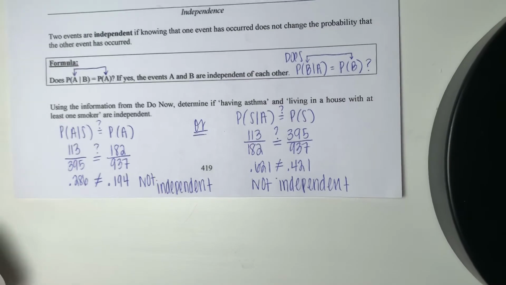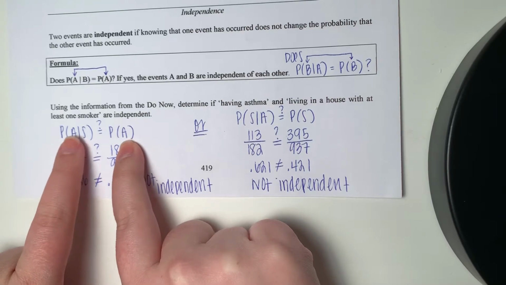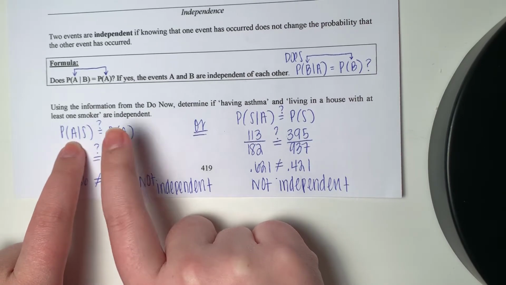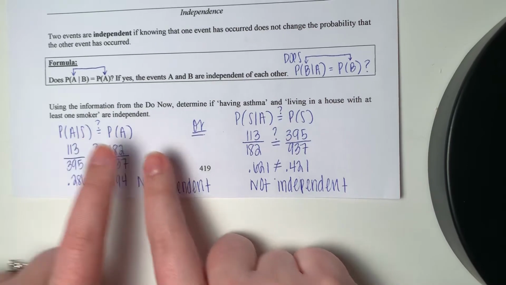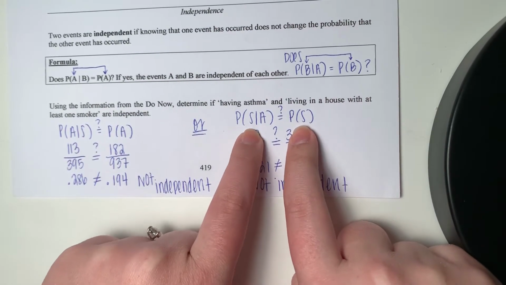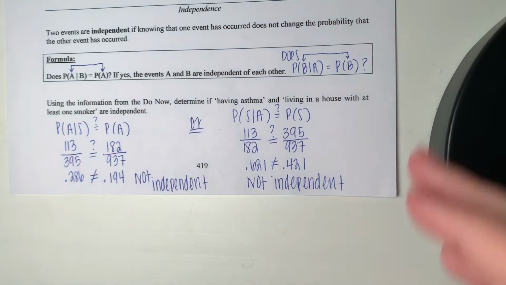You could either calculate the probability of A given S and want to know, is that equal to the probability of A? Remember that I said the first letter that comes in your given statement should be what you're trying to test if it's equal to. So probability of A given S, is that equal to the probability of A? Or you could do, is the probability of S given A equal to the probability of S? Either way, you should get the same answer. In this case, that is not independent.